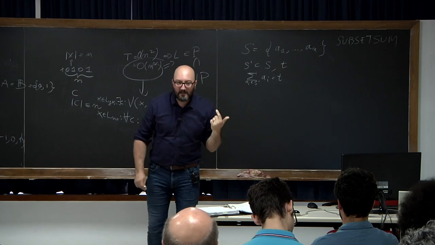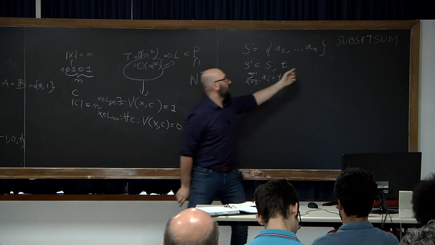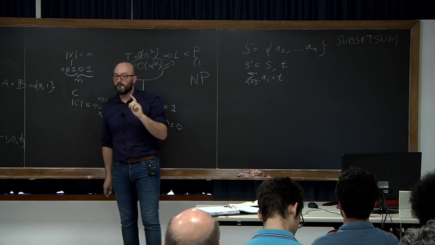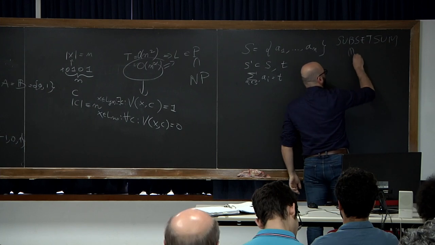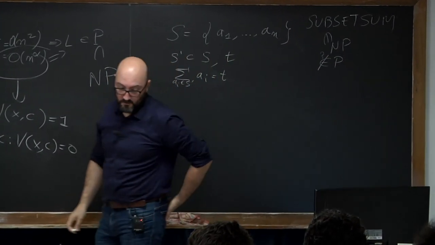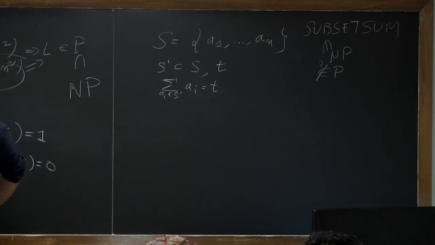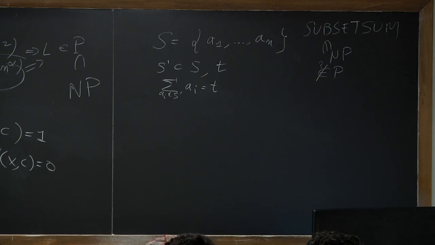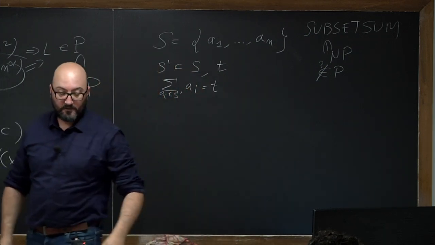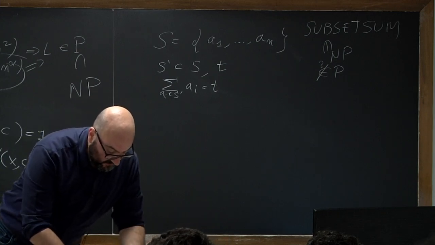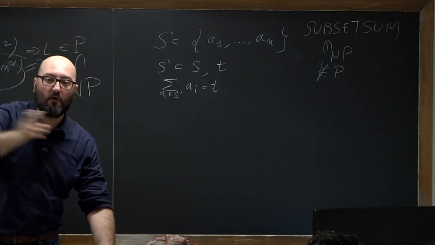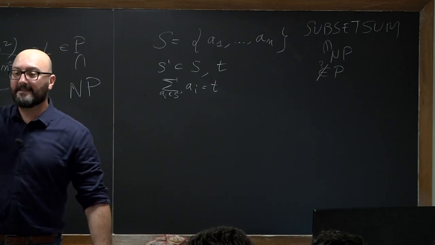But we don't know of any algorithm which solves this problem in time polynomial in n. We don't know. And we think there isn't. So subset sum is in NP, and probably not in P. It's NP complete. That's why we think it's probably not in P. This is a very important notion. NP complete problems are problems for which, if you have a polynomial algorithm to solve that problem, you can use that polynomial algorithm as a subroutine to solve all NP problems in polynomial time. So they are the most difficult problems.